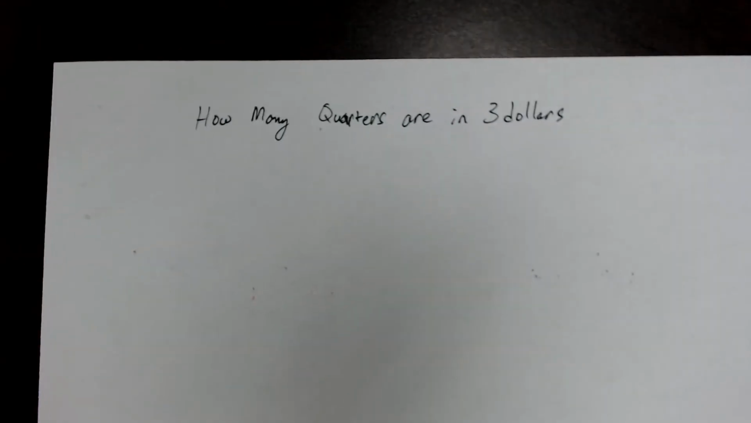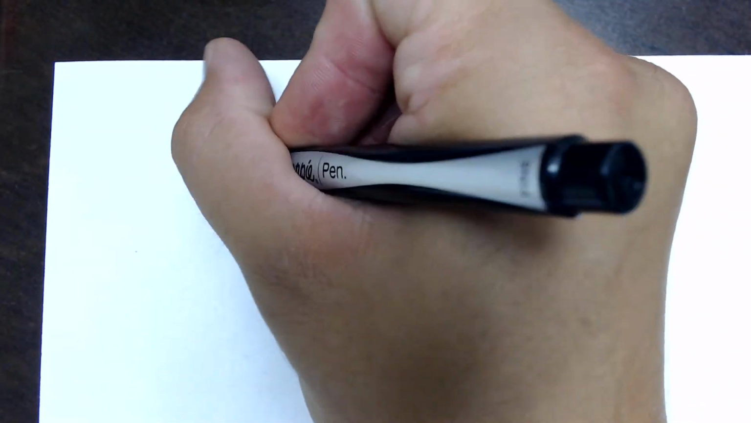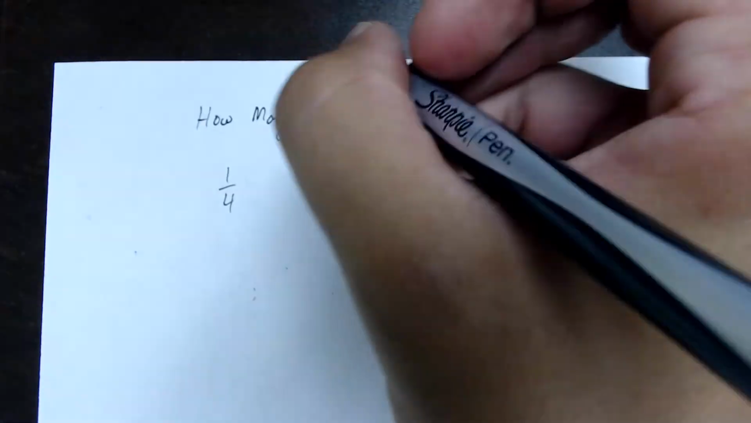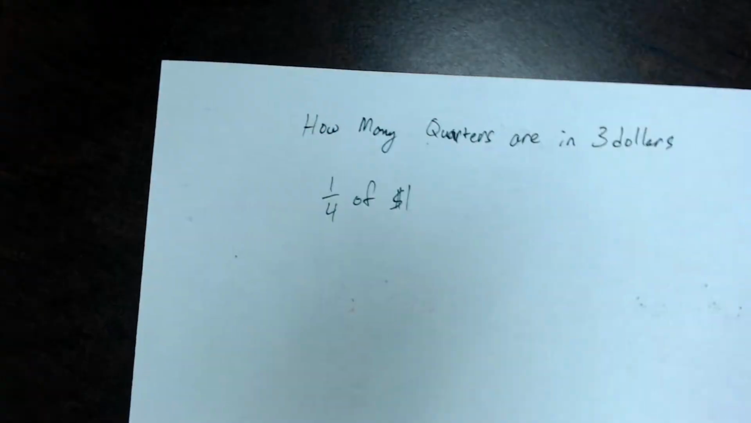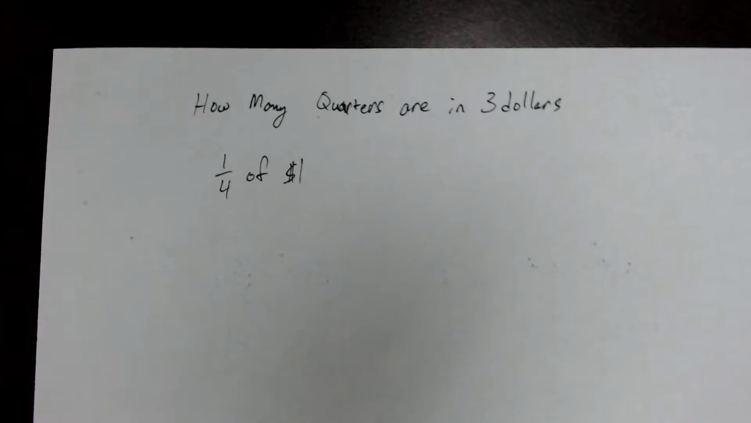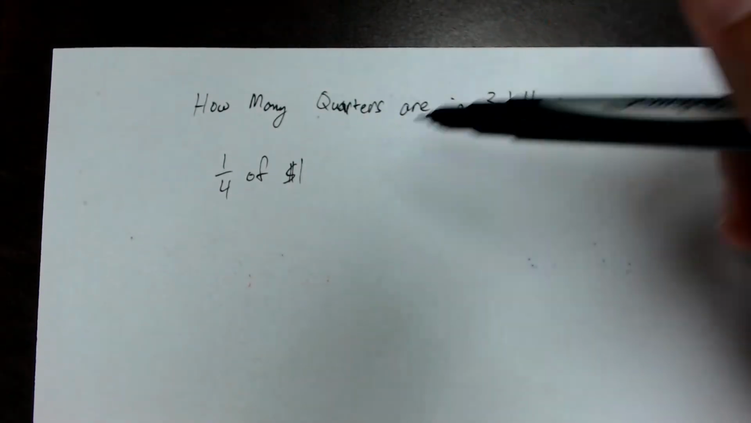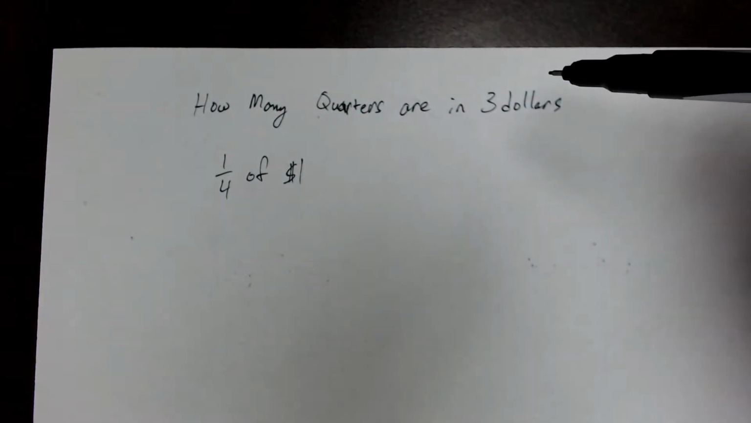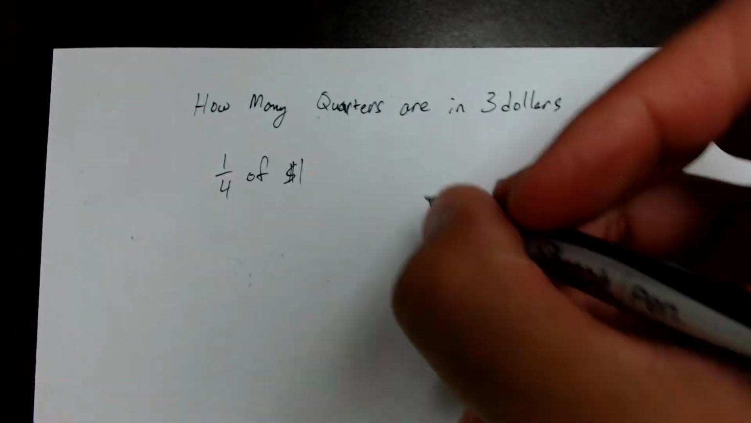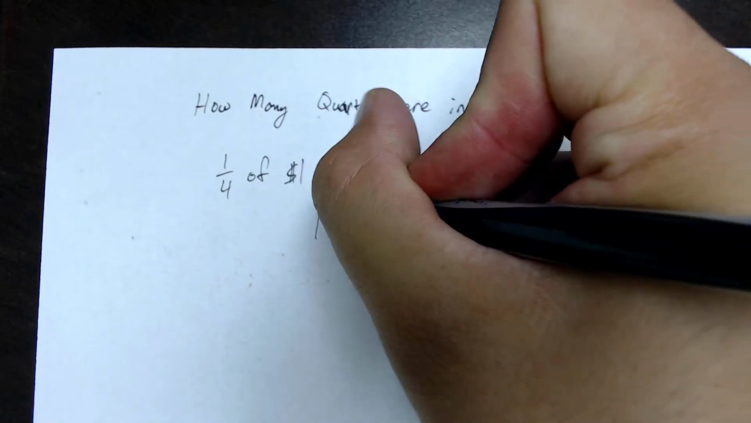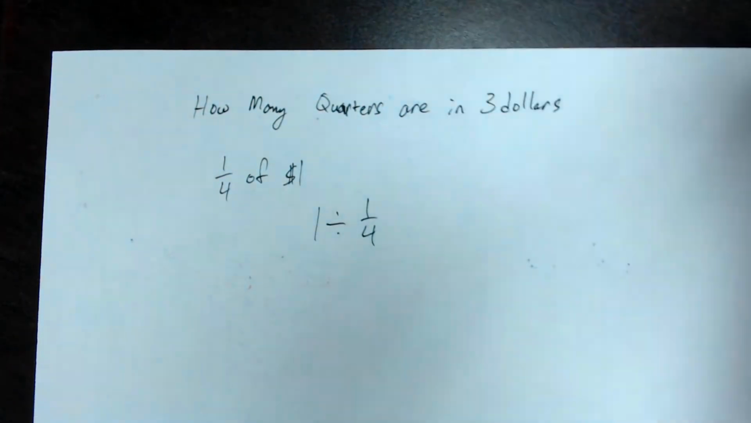The key here is representing quarters as a fraction. If you remember, a quarter is 1/4 of a dollar, hence the name quarter. So a quarter is 1/4 of $1. Then the question is, if I can figure out how many quarters are in a dollar, then I can figure out how many are in $3. To find out how many groups are in a whole, we would use division. So the division problem would be 1 divided by 1/4.